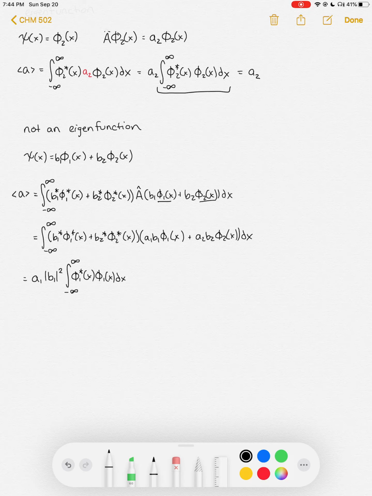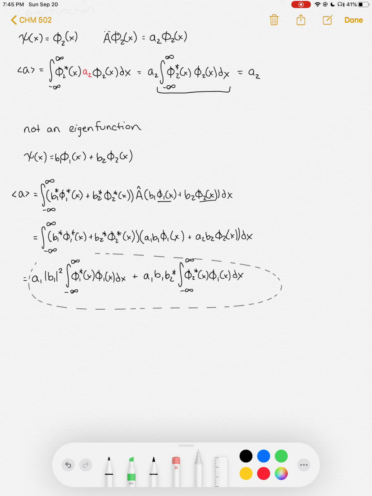So then the next function we'll get is going to be a1 b1 b2 star times the integral from negative infinity to infinity of phi2 star of x phi1 of x dx. And I'm going to copy all of this here because the next two integrals are going to be very similar.